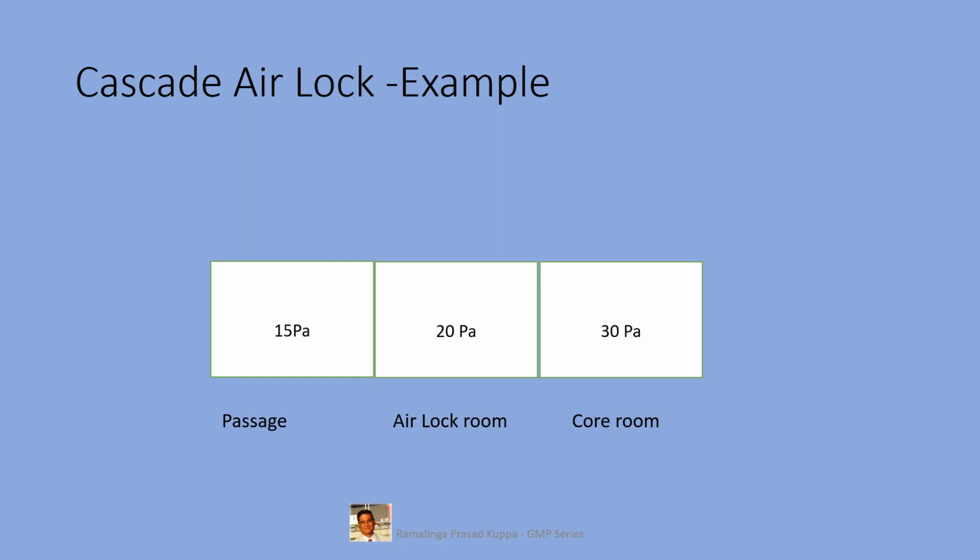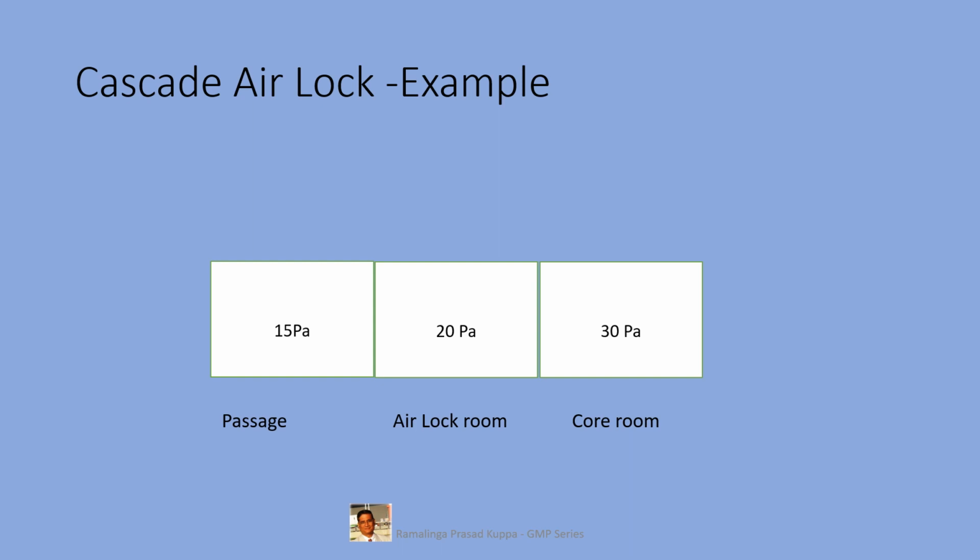Let us see one typical example of Cascade airlock system. In this example, the passage, airlock room and core room of clean area are considered. The passage is at 15 pascals, the airlock room is at slightly higher at 20 pascals and the core room is still at higher 30 pascals.